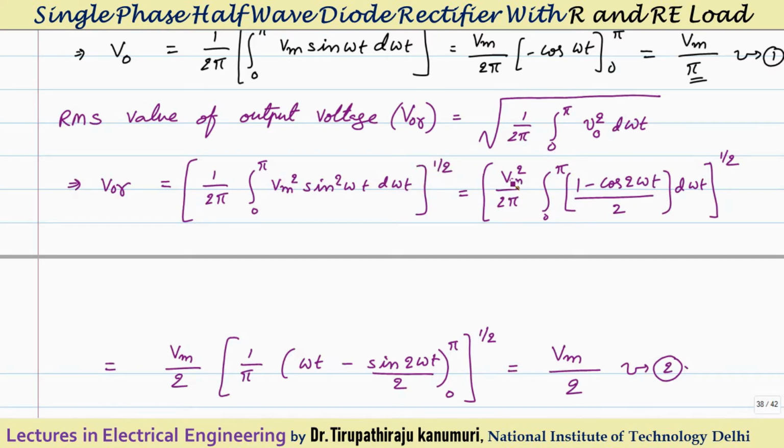So this will be equal to, V maximum I can take outside, V maximum square by 2 pi, integration from 0 to pi. Sin square omega t I can write as 1 minus cos 2 omega t divided by 2, d omega t, whole to the power of 1 by 2.